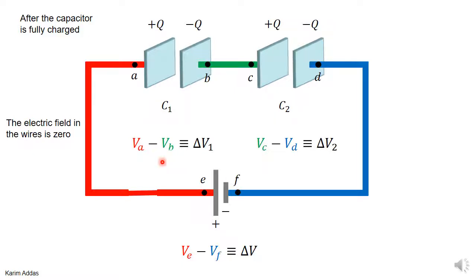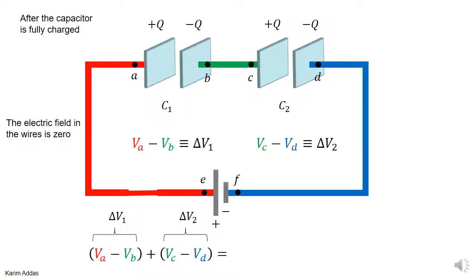Now we're going to define delta V1 to be the potential here minus the potential here. It's the potential difference across this capacitor. And delta V2 is going to be defined to be the potential here minus the potential here. It's the potential difference across this capacitor. And delta V of the battery is defined to be the potential on the plus side of the battery minus the potential on the minus side of the battery.